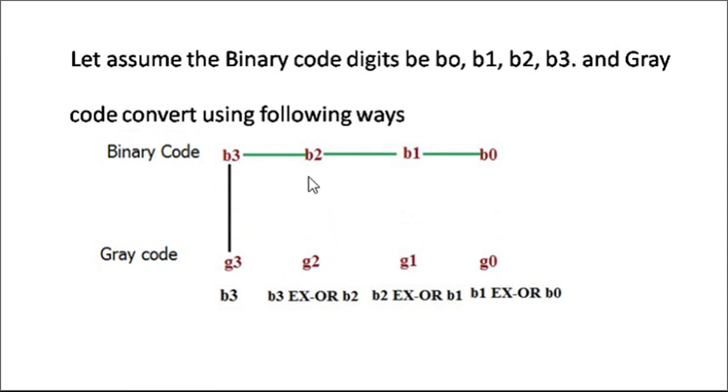Now G2 is equal to what? B3 XOR with B2. That is how we mark G2: B3 XOR with B2. Similarly, G1 means what? The previous number XOR with this one. Previous number XOR with this one. Okay, we'll take one example and the picture will be clear.